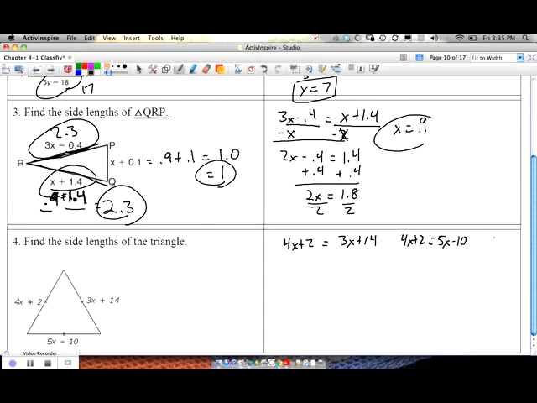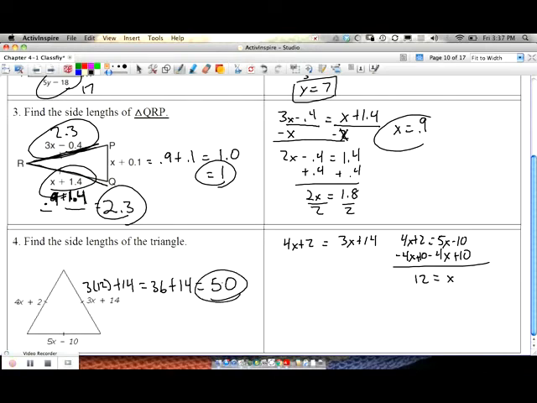4x and 5x. I'm going to subtract 4x from both sides. Add 10 to both sides. Let's see what we get. We get 12 on this side and x on the other. So 12 equals x. That wasn't too hard. Let's plug it in. 3 times 12 and then add 14. That would give me 36 plus 14, which is 50. So the answer is 50 for one side. But I know that they're all the same because they're marked as being the same. So this side's 50 and this side's 50. That's awesome.